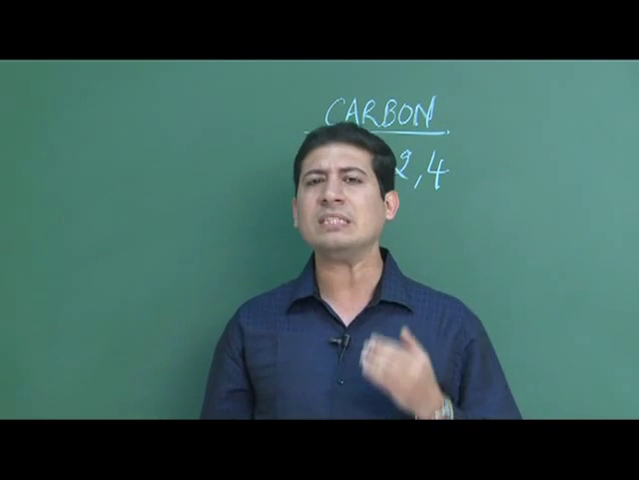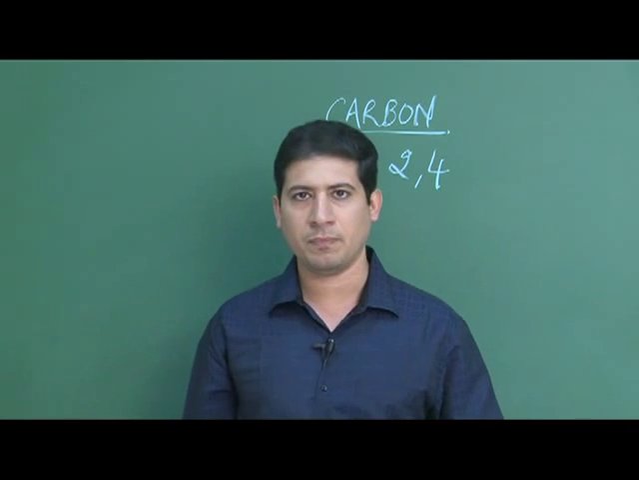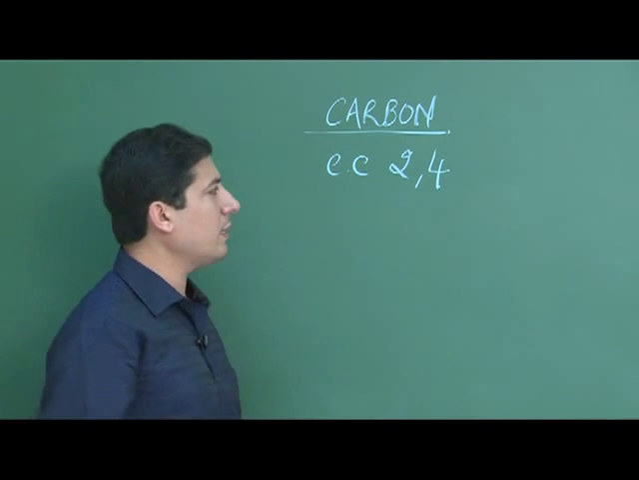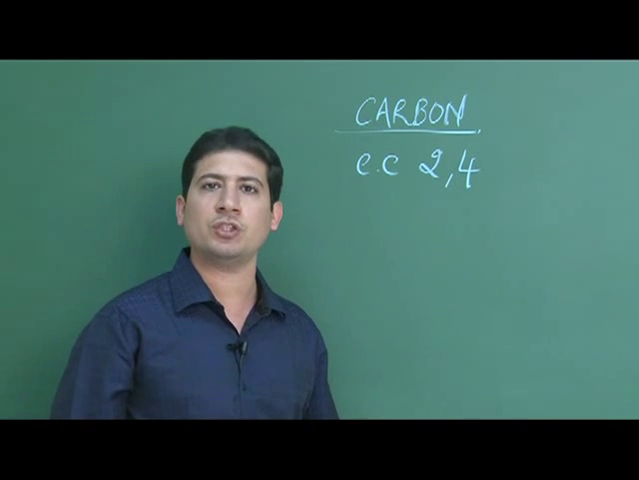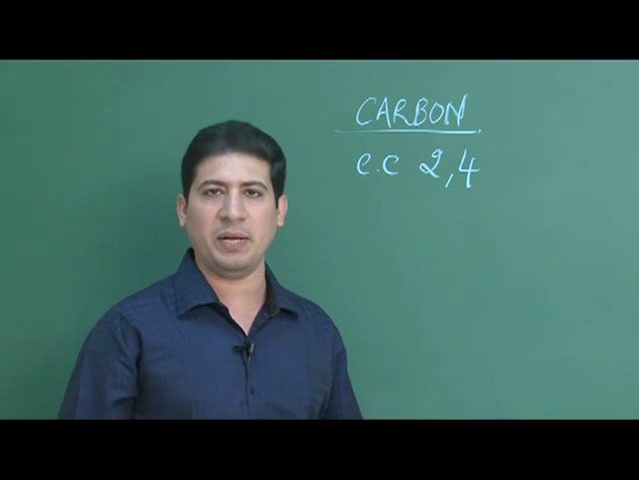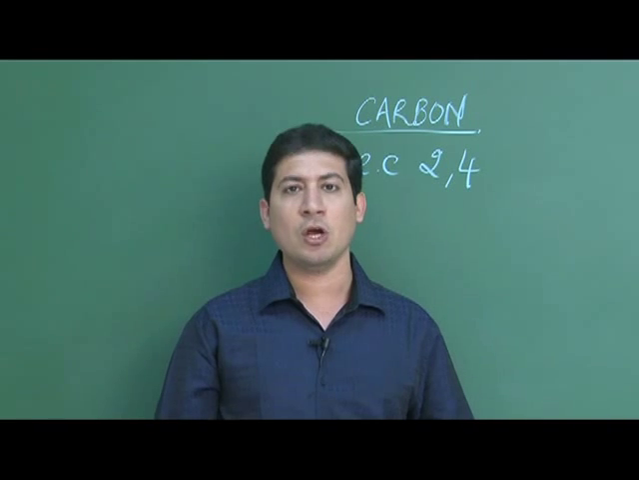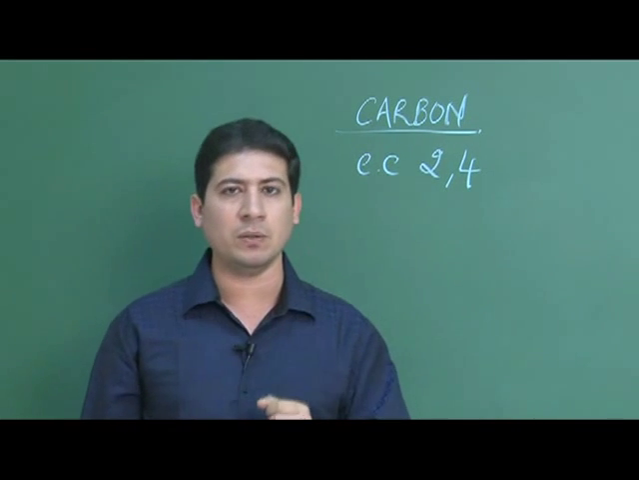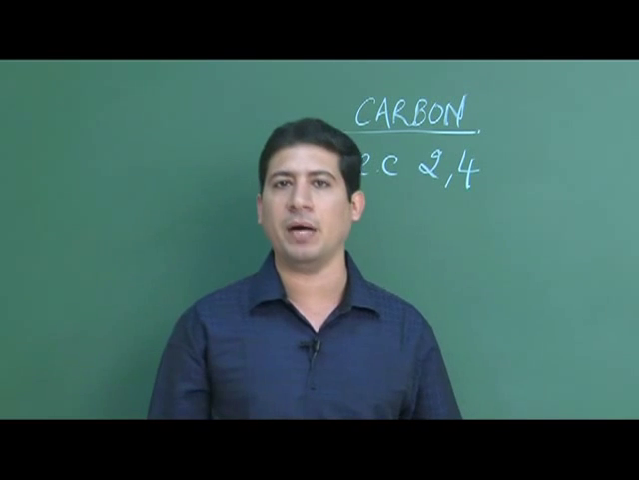Coming up to what is termed as the unique nature of carbon. Here we see that carbon has 4 electrons in its outermost shell, which shows that it exhibits tetravalency. It can easily combine with other elements, forming covalent compounds. I repeat, forming covalent compounds.